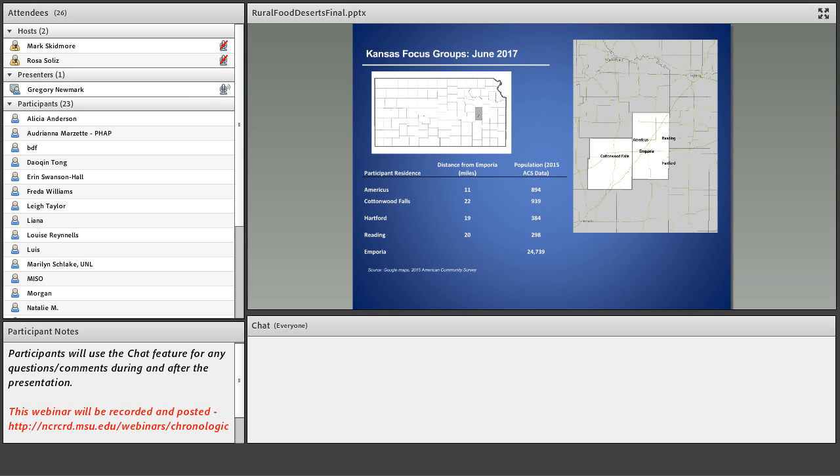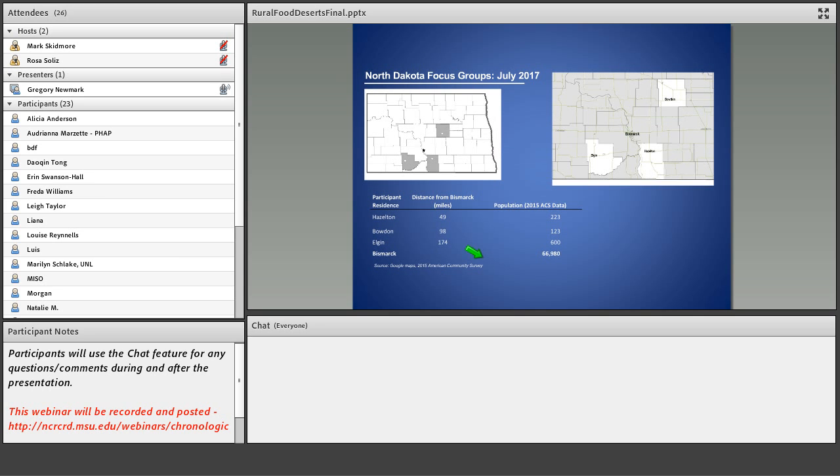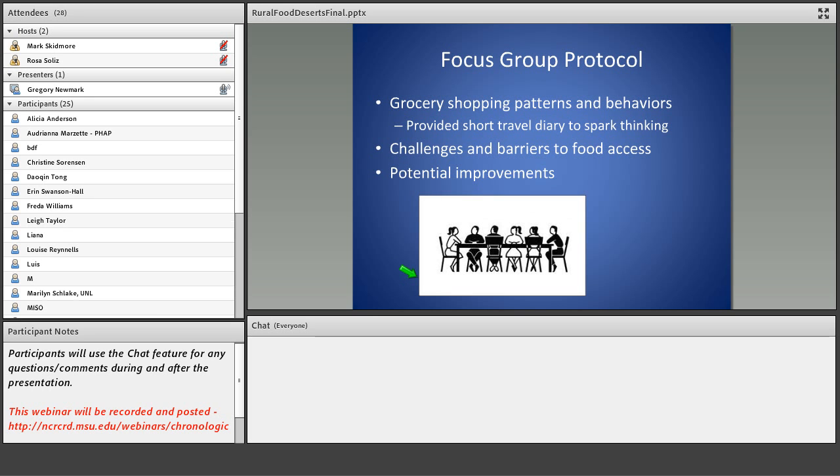And so here's just some data about the Kansas focus group. As you can see, Emporia is located here. Manhattan, where K-State is, is up here. It's about an hour-and-a-half distance. And the people in our focus group came from the surrounding towns. And this shows you roughly the populations of those towns and the distances from those towns to Emporia. And in North Dakota, the towns were generally smaller and at a much greater distance from Bismarck. That gives just a little sense of the communities.